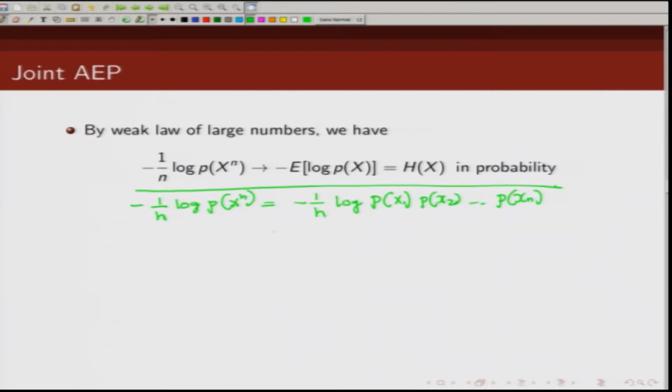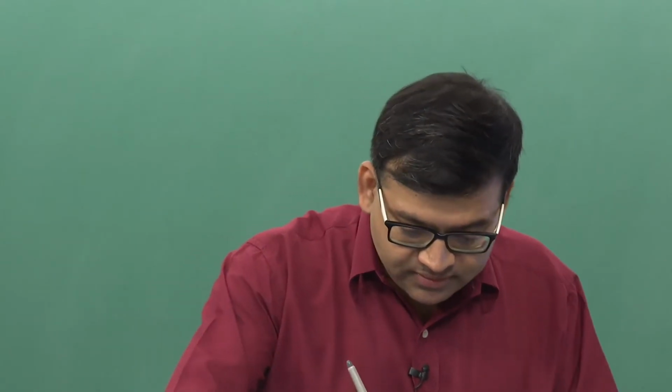Now this can be written as minus 1 by n. So this is the log of a product, which can be written as a sum of log terms. So this can be written as summation of log p of xi, where i is 1 to n. I can write it like this, and this is the expected value of minus log of p of x, and this converges in probability. This follows from the weak law of large numbers.